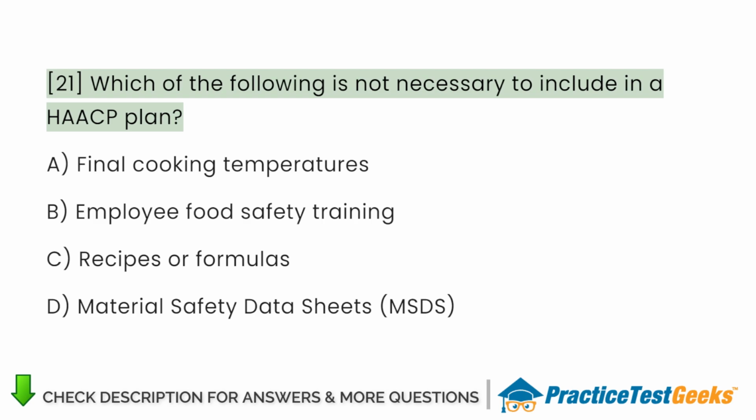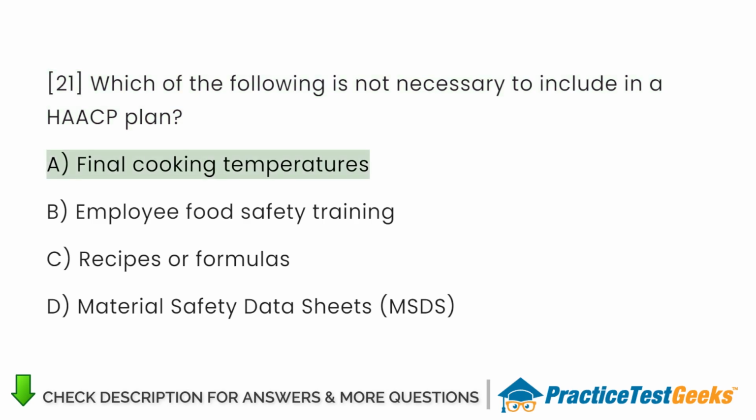Which of the following is not necessary to include in a HACCP plan? A. Final cooking temperatures. B. Employee food safety training. C. Recipes or formulas. D. Material safety data sheets, MSDS.